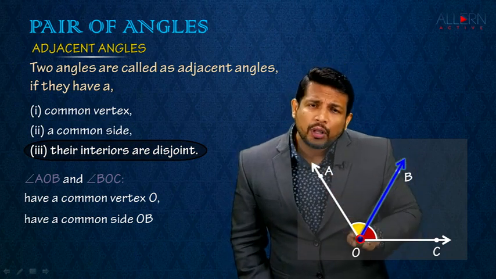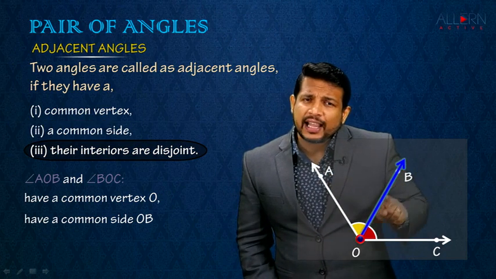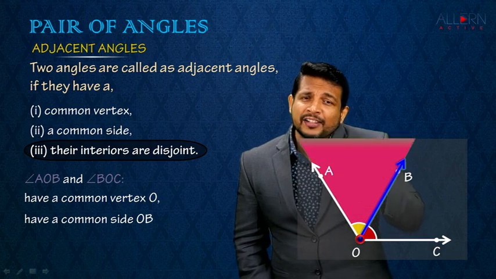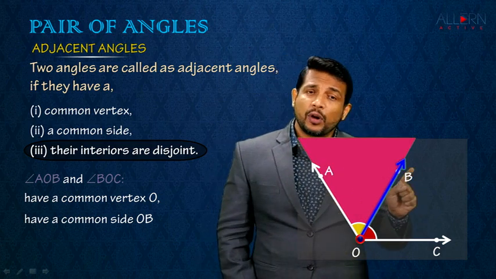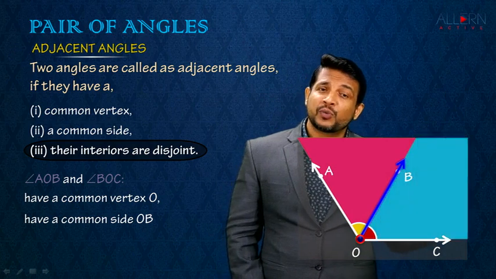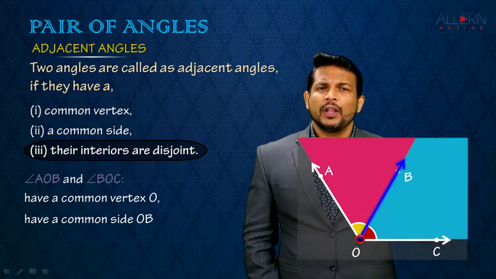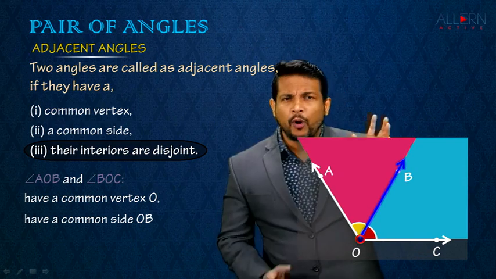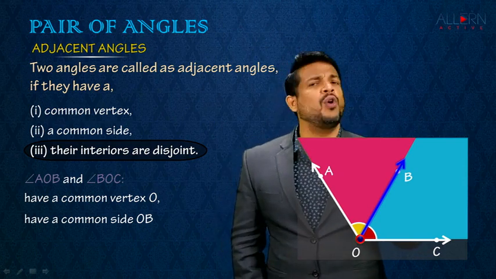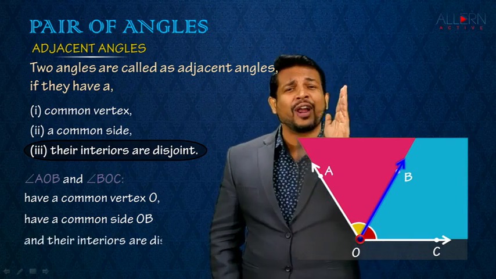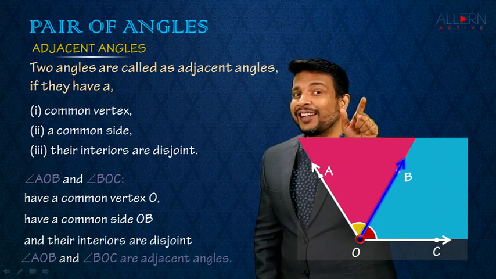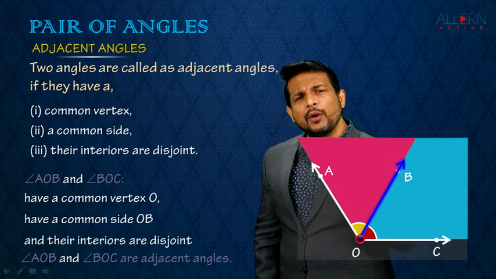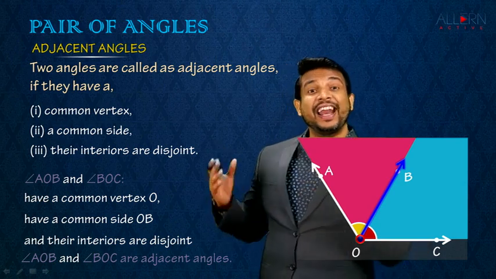The third condition, that's a beautiful one, says that the interiors are disjoint. Now when we talk about angle AOB, its interior is nothing but all the points here, right? And when we talk about angle BOC, its interior is this one, marked in blue. Is there any point common between both the interiors? No, that means they are disjoint. Then we call such angles adjacent angles. That means angle AOB and angle BOC are adjacent angles.